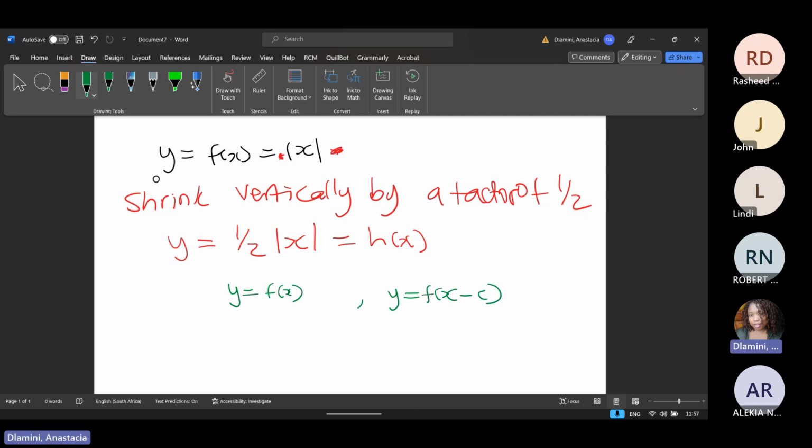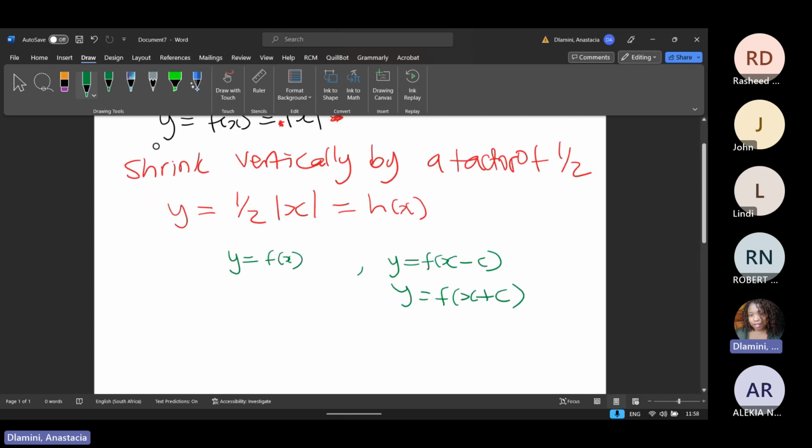Then you have shifted this graph horizontally to the right by c units. If you have y equals f of x plus c, it means that you have shifted the graph horizontally to the left by c units. So here we are asked to shift the graph to the left by 1 unit.